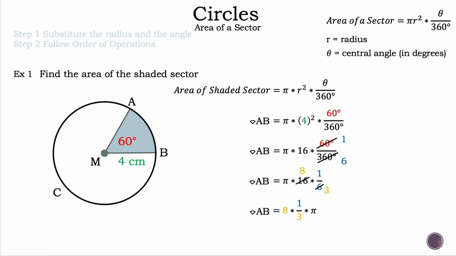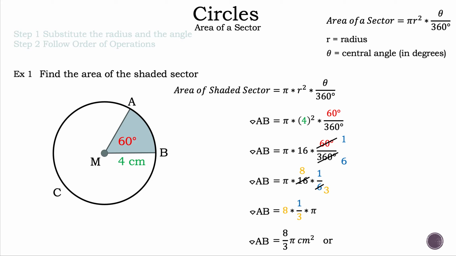Now we put the real numbers first, and we put the irrational numbers second, because that's how we write it when we have those two types of numbers. Now let's go ahead and multiply the 8 and the 1/3. So we have 8 over 3 times pi. Now we can't forget our units. In this case, the units are centimeters squared because we're dealing with area.